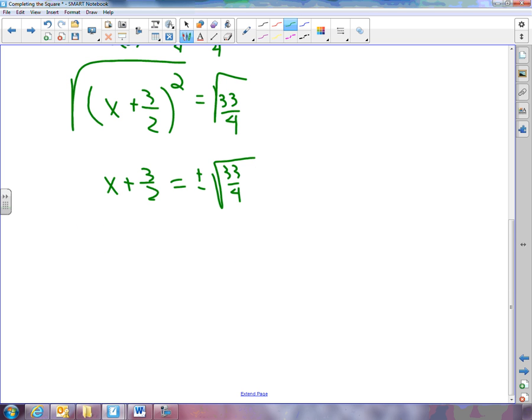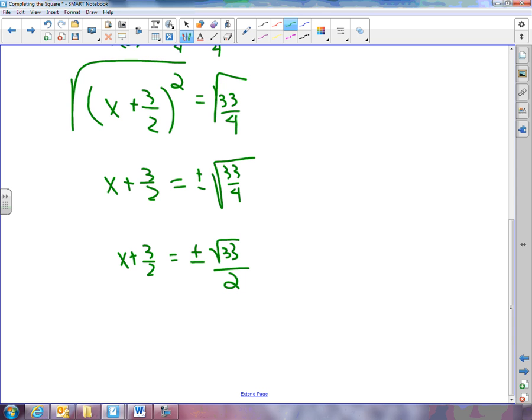So now, let's simplify this radical. Remember that we're not allowed to have a radical in the denominator. Here it's very convenient because you have a 4 in the denominator. So this simply becomes the square root of 33, and we're going to take the square root of the bottom and that just gives us 2.